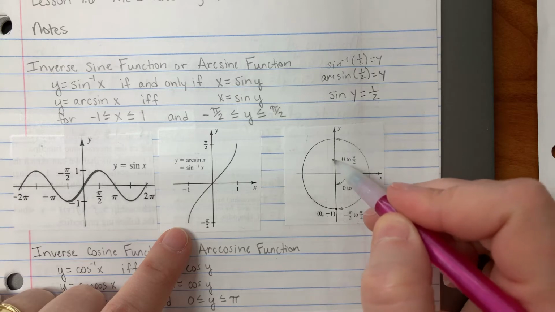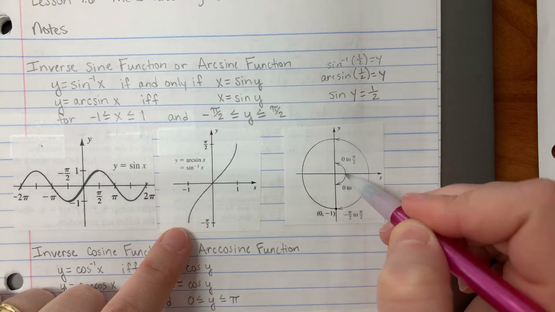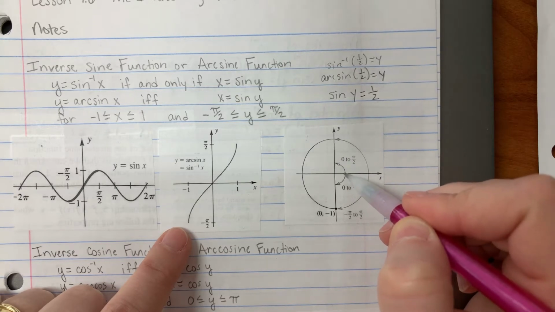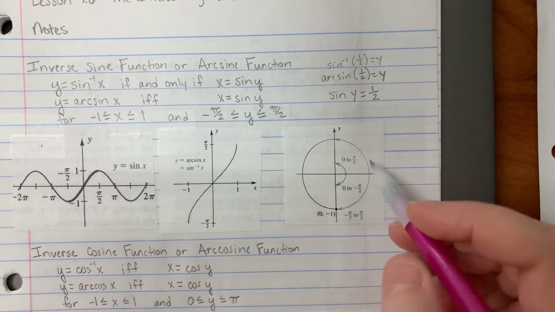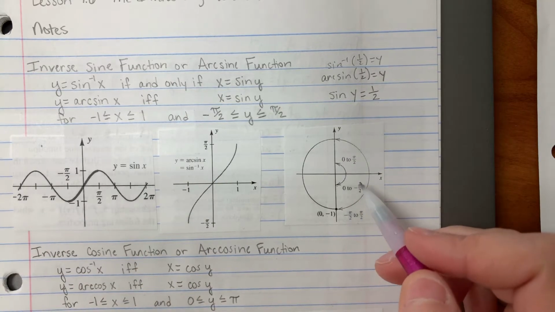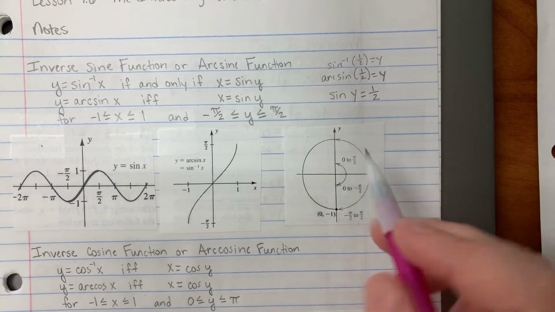Okay, and then on my unit circle, what does that mean? It deals with this right here. So I've got from 0 up to π/2 and from 0 down to -π/2. That's the section I'm thinking about. So I'm really thinking about quadrants 1 and 4.